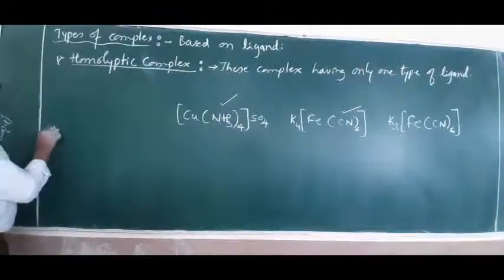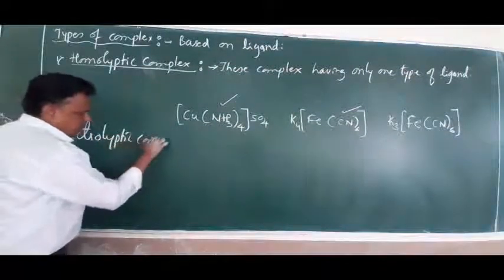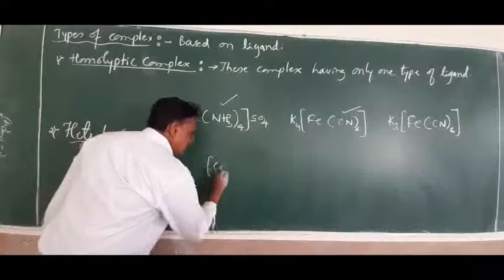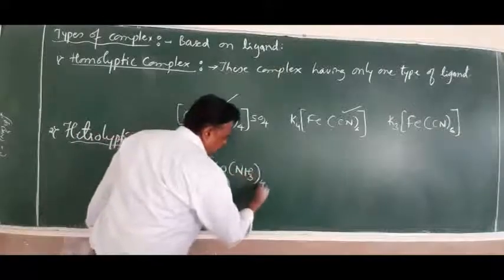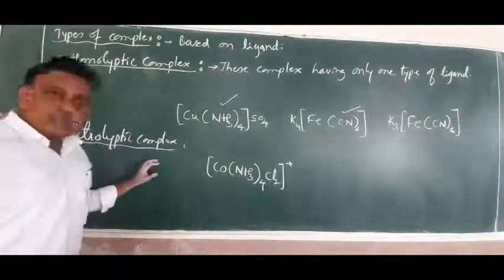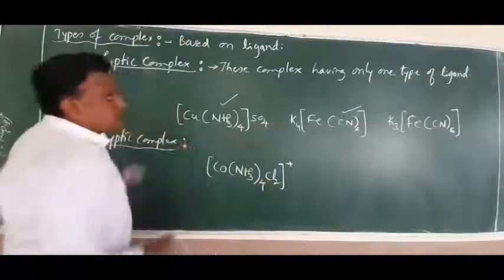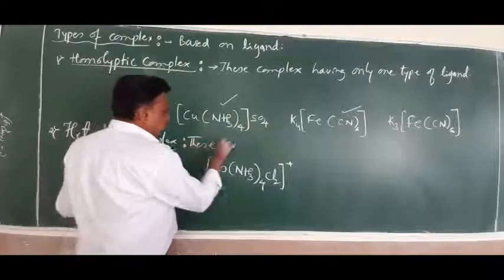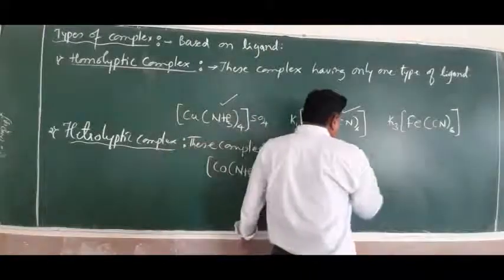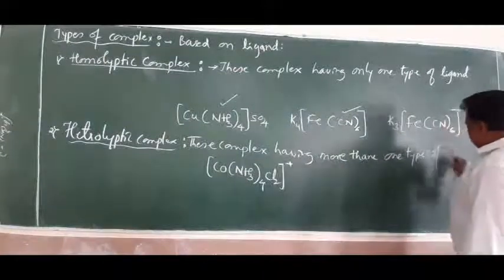And very interesting is the second one, heteroleptic complex. Yes. You can create the definition with an example. Co(NH3)4 Cl2. Yes, this is your complex. Here, heteroleptic. So now here there are two kinds of ligands. Correct? These complexes have more than one type of ligand.